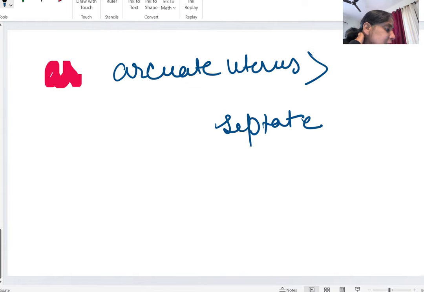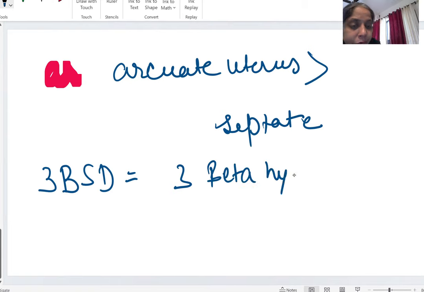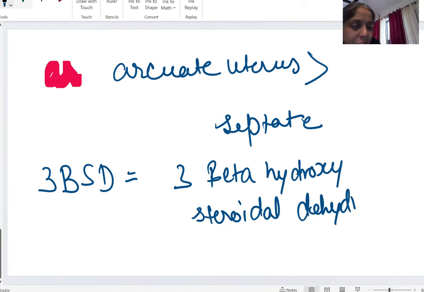Dr. Mohammed is asking, what is 3 beta HSD? Here I would like to tell you that 3 beta HSD is an enzyme in the adrenal pathway, 3 beta hydroxysteroid dehydrogenase. In the adrenal cortex pathway that we studied, pregnenolone changes into progesterone, changes into 17 hydroxyprogesterone, changes into androgen, right? So there was an enzyme, 3 beta hydroxysteroid dehydrogenase.